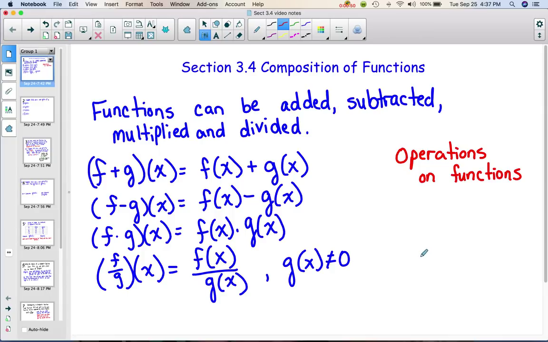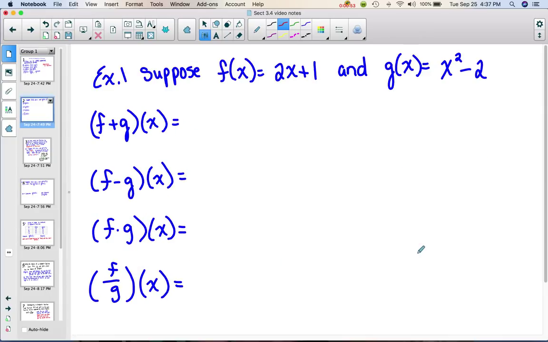So let's look at an example. Suppose f of x is 2x plus 1 and g of x is x squared minus 2. Well, what's f plus g of x? Well, we're going to take f of x, which is 2x plus 1, and we're going to add to that g of x, which is x squared minus 2, and then combine like terms. Now, I usually do the parentheses, especially when it's subtraction. It's going to help, but the parentheses didn't matter for us here. So when we combine like terms, we have an x squared. There's nothing to combine with that. Plus 2x, and a positive 1 minus 2, so we get minus 1.